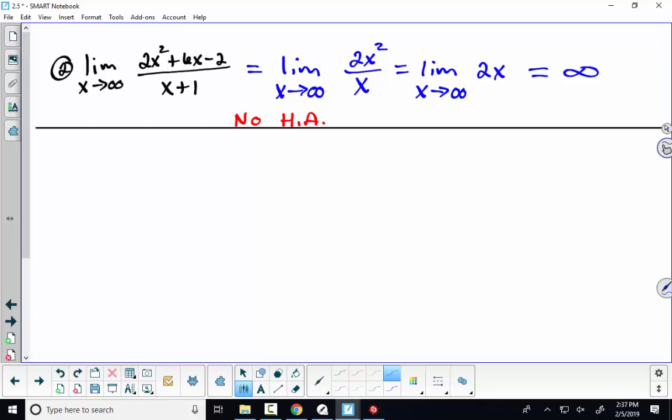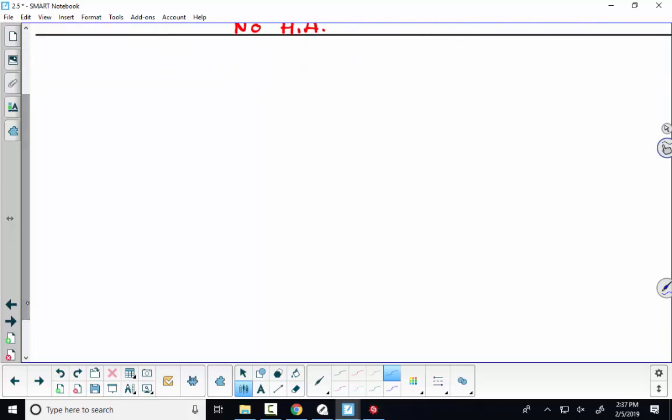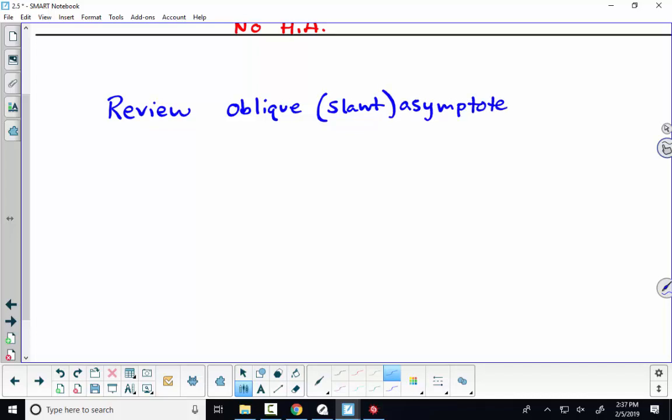So I'm going to leave the rest of that blank because we're kind of short on time. Discussing oblique or slant asymptotes, if you want to review that, feel free. It's not going to show up on the exam. That's originally what I intended, but we're going to move on. Do y'all have any questions on limits at infinity for rational functions?